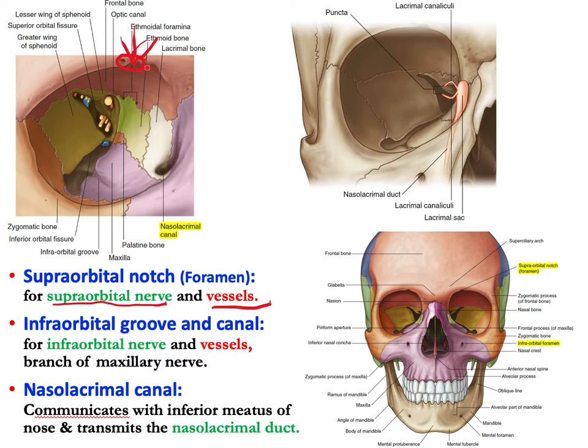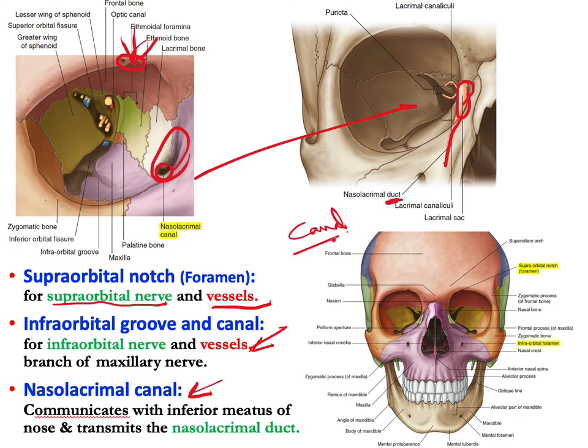And the infraorbital groove and canal, we talked about it in the previous slide, and nasolacrimal canal. Here is again the lacrimal groove that opens into nasolacrimal canal. If you look at it here, this is the lacrimal sac located here, and this is the duct, nasolacrimal duct. You have to know the difference between duct and canal.